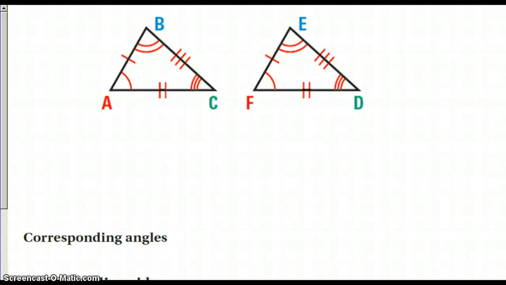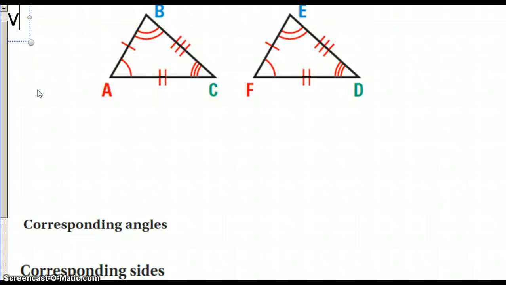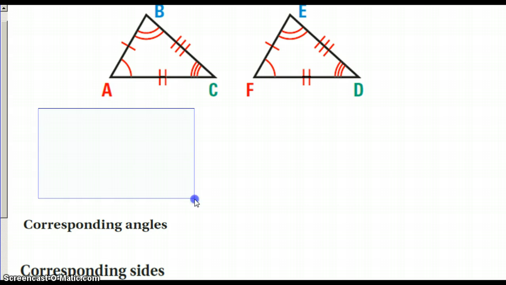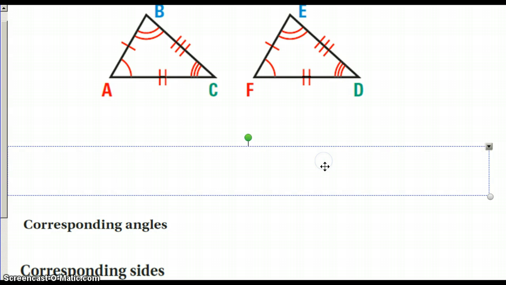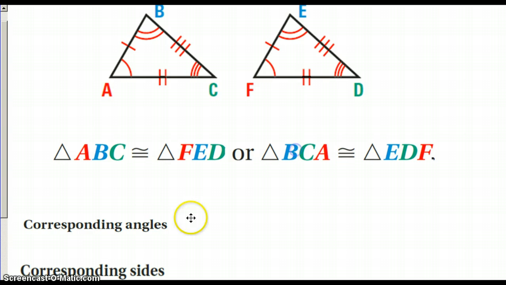So let's look at this first picture. Triangle ABC is congruent to triangle FED. And if I start with the letter A, you must start with the letter F. So here's an example of how it can be written. It can be written triangle ABC is congruent to FED, or if you rearrange the letters BCA, then you have to say EDF. If you say CAB, then you would say DFE.